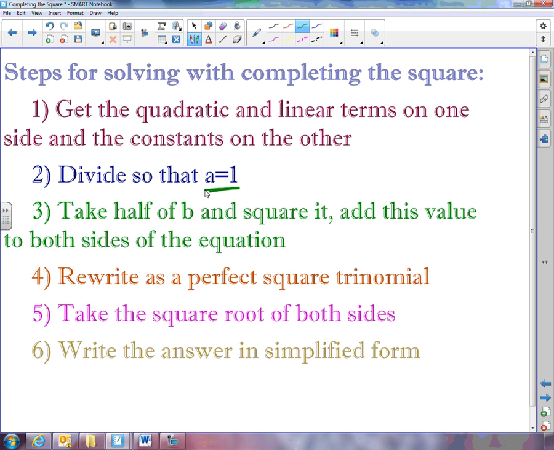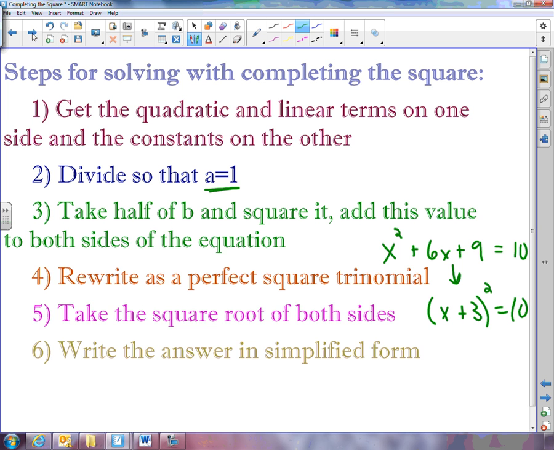Then we rewrite the equation as a perfect square trinomial. That means rewrite the equation as something squared. So for example, after step 3 you may have something like this. And you would like to rewrite this side as something squared. You've created it so that it is a perfect square trinomial so that you can rewrite it as something squared. Then we're going to take the square roots of both sides of the equation and write your answer in simplified form. Remember that almost always when you solve a quadratic equation you have two answers.